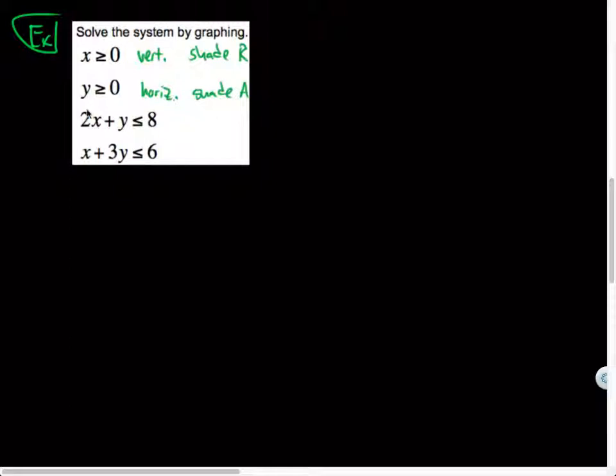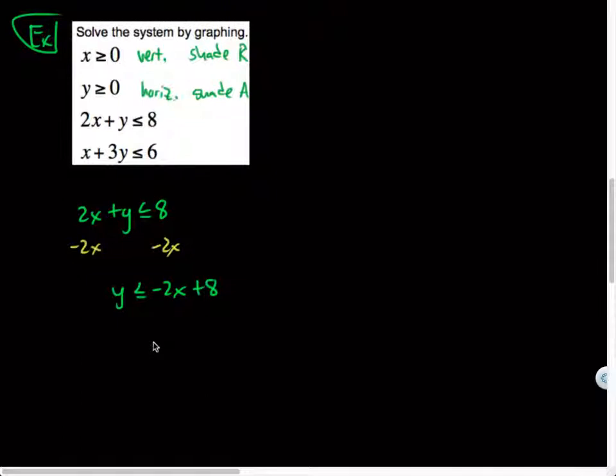Now these other 2 lines, I'm expecting these to be diagonal lines, and the first thing I'm going to do with them is put those in slope-intercept form. So this one, 2x plus y is less than or equal to 8. Put that in slope-intercept form, what should I do? Yeah, bring 2x over to the other side. So I subtract it. Y is less than or equal to negative 2x plus 8. Did I have to flip the inequality? No. When do I flip inequalities? Multiply or divide by a negative.